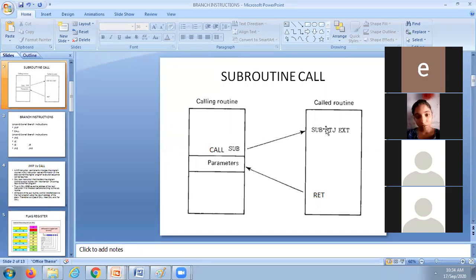Then the control is transferred to the subroutine. Then the subroutine is executed. At the end of the subroutine, you find a return statement. Whenever you find a return statement, whatever status you pushed onto the stack earlier, before coming to this subroutine, the same status has to be retrieved, and you continue the main program from where you stopped.